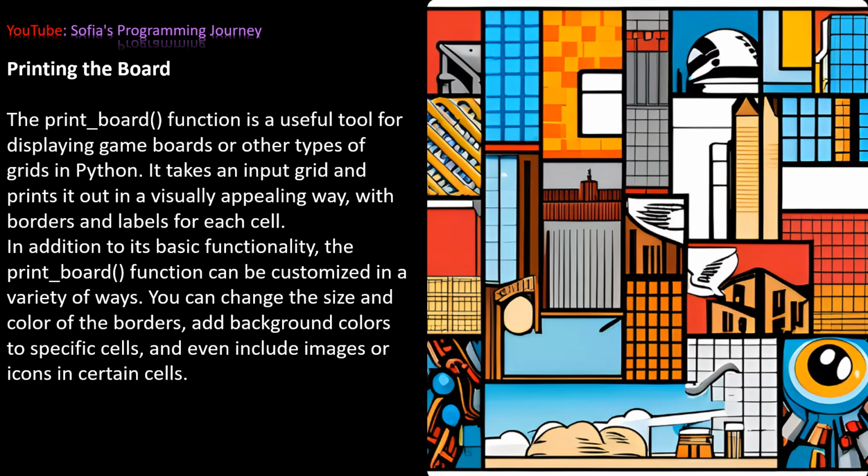Printing the board. The print board function is a useful tool for displaying game boards or other types of grids in Python. It takes an input grid and prints it out in a visually appealing way, with borders and labels for each cell. In addition to its basic functionality, the print board function can be customized in a variety of ways. You can change the size and color of the borders, add background colors to specific cells, and even include images or icons in certain cells.